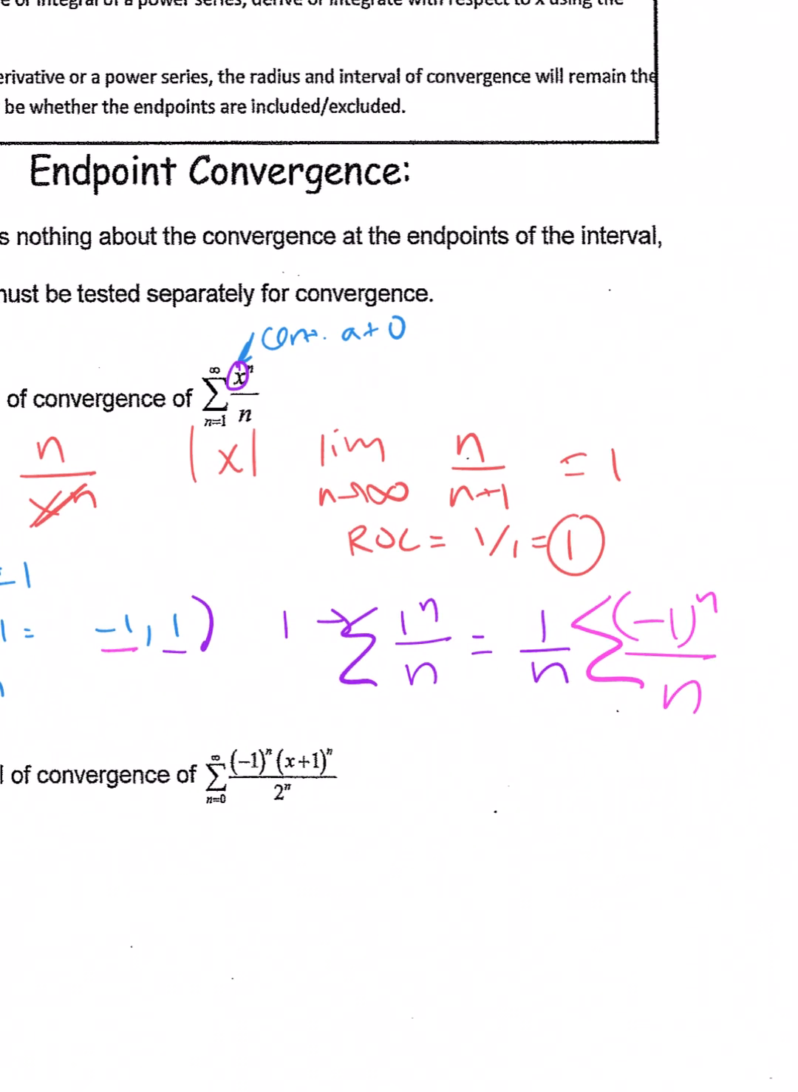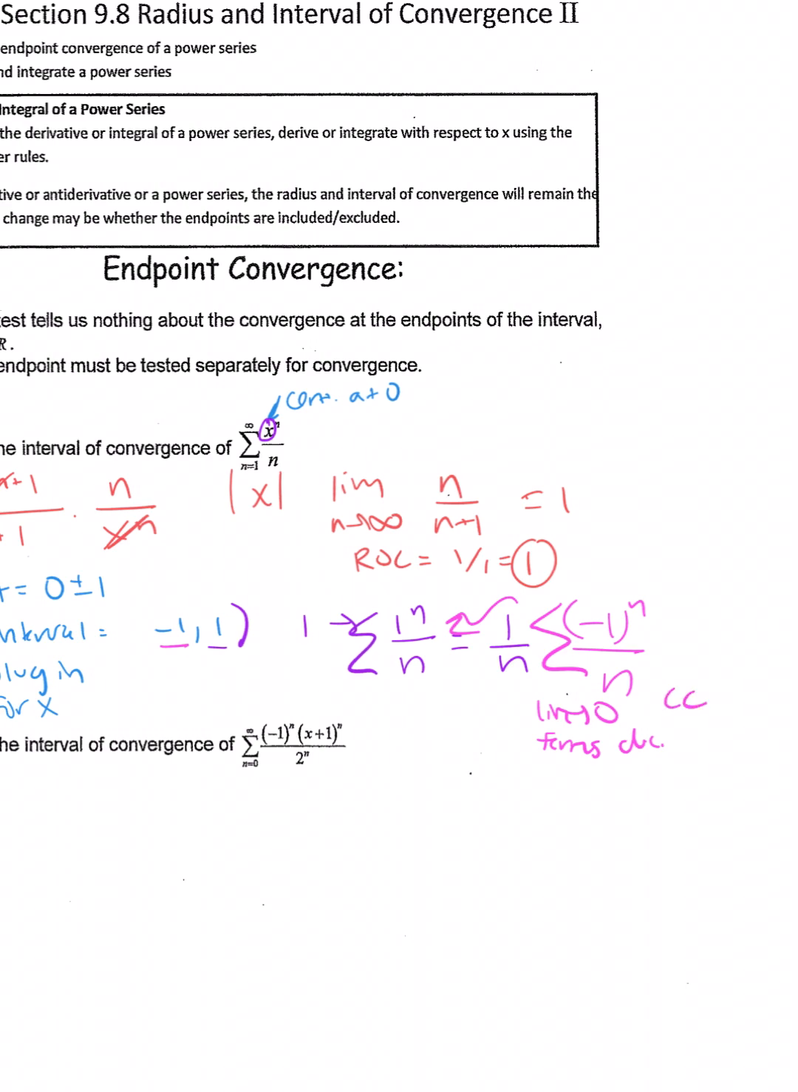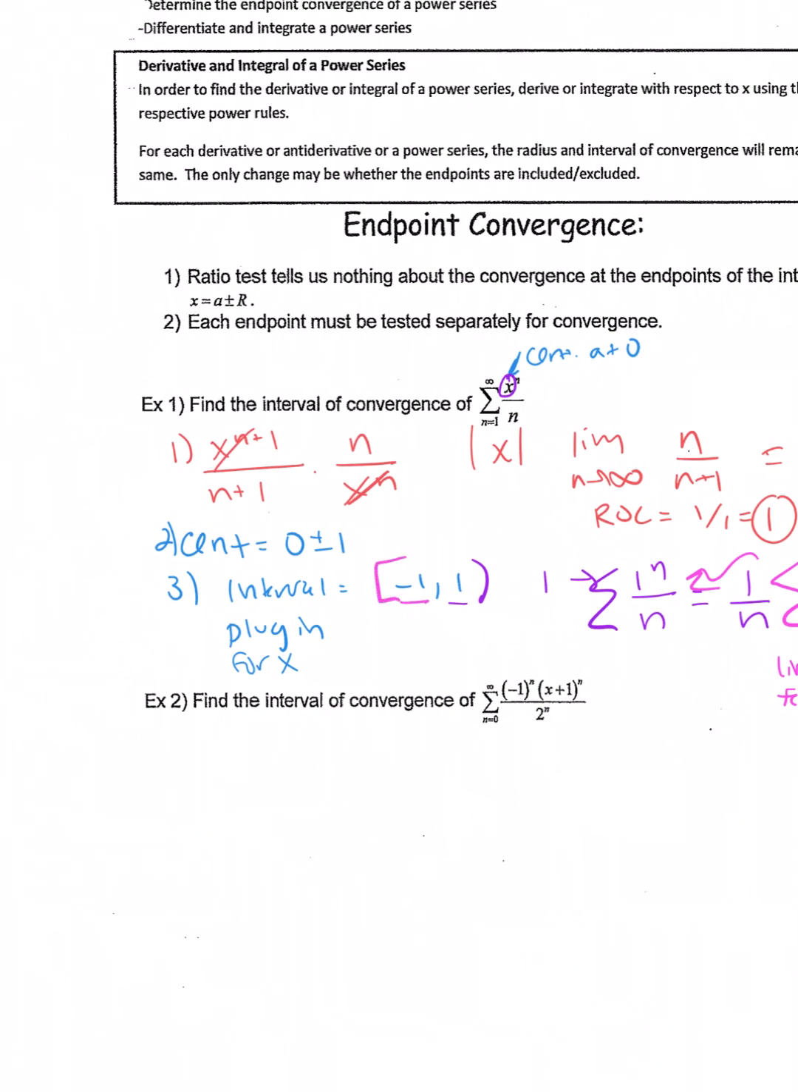But the alternating harmonic, we know if we take the absolute value of it, we get back to what we just were at, which is the normal harmonic, which diverges. But as an alternating series, the limit goes to 0, and we know that the terms are decreasing, so we know that this guy is going to be conditional convergence. So this guy is going to get a bracket. So my interval of convergence, now with endpoints, is going to be from -1 with a closed bracket to +1 with a parentheses.